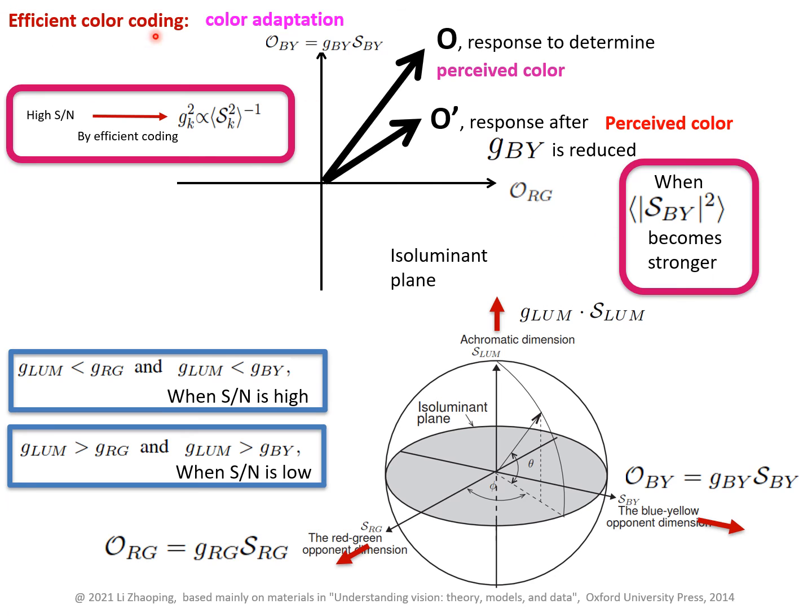And this adaptation is a prediction of the efficient coding, because all of these gains and how the channels should be and what that gain should be depends on the statistical properties of your natural environment. And a particular property is the signal power along some of these channels.